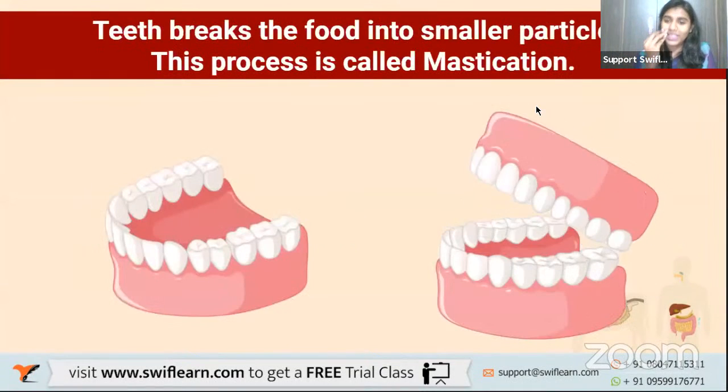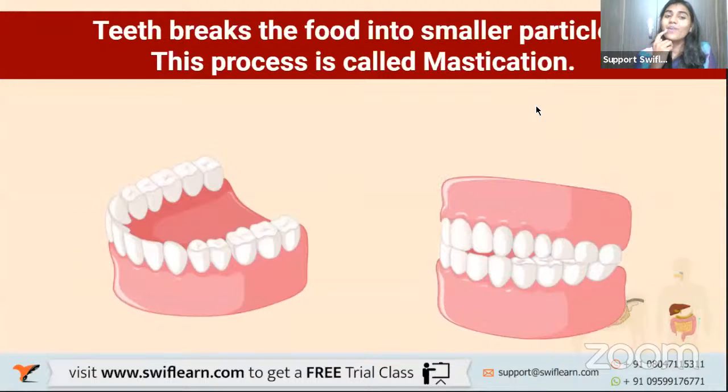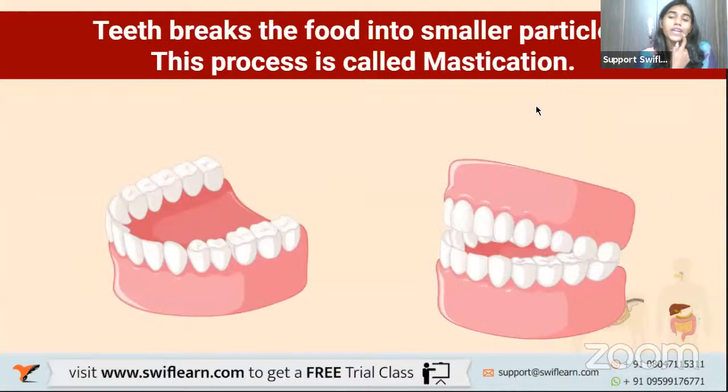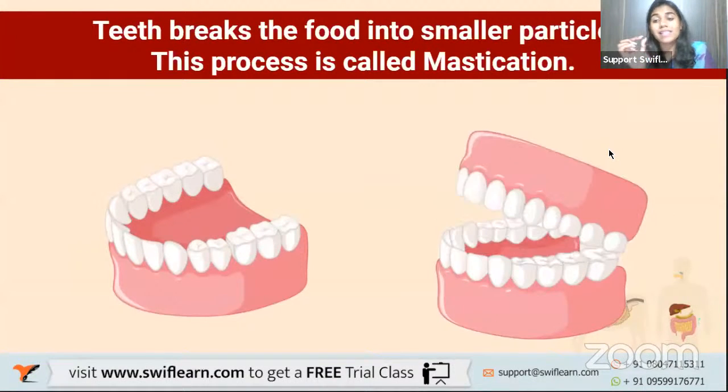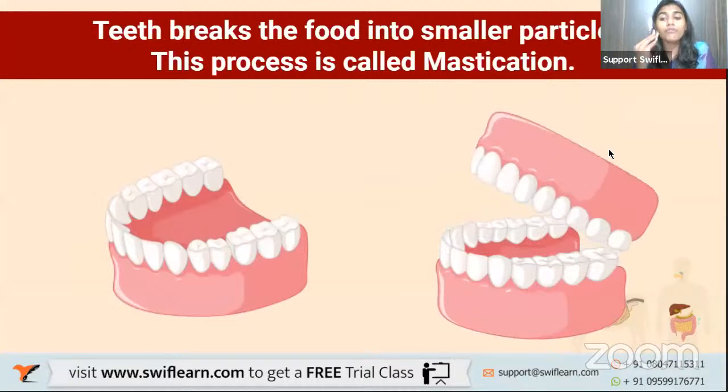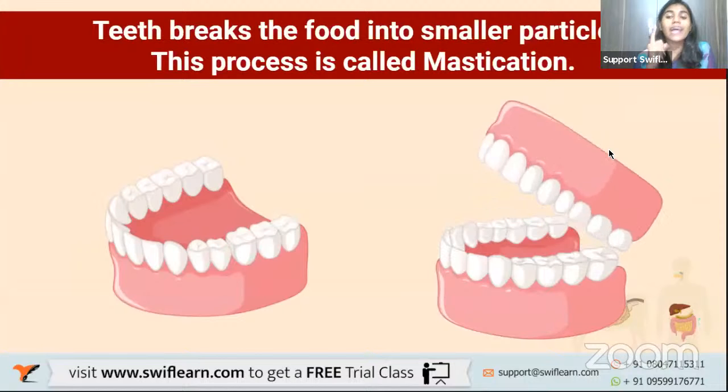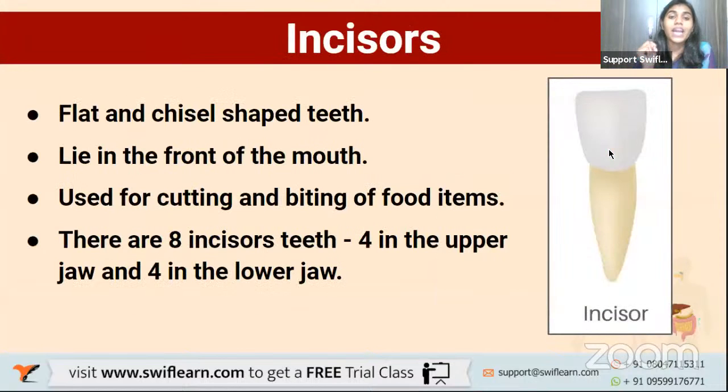Moving ahead to your teeth. Teeth break the food into smaller pieces or smaller particles. That process is called mastication. So, what is mastication? Breaking down of food into smaller particles by your teeth is called mastication. Now, there are different kinds of teeth.